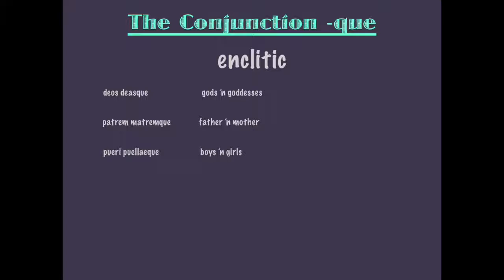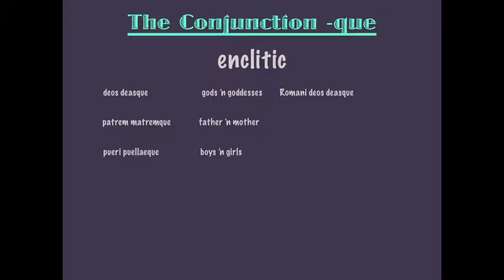Think of it like the 'n' in English in phrases like cookies and cream, or peanut butter and jelly, or spaghetti and meatballs, or law and order. These are noun phrases in our own language, which are usually meant to go together and seem to form a single idea. Now let's look at how it would appear within a sentence.